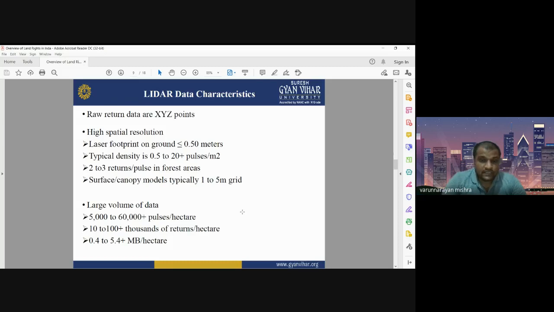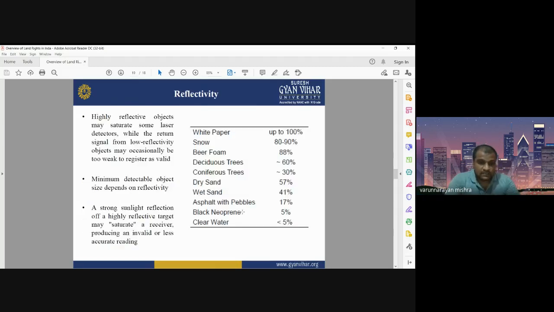Reflectivity is also important, as we know that the earth surface has different kinds of objects. Different objects may have different reflecting capacity and different reflectance behavior. So highly reflective objects may saturate some laser detectors, while the return signal from low reflectivity objects may occasionally be too weak to register as valid. If an object has high reflectivity, you will receive a high amount of energy. If the object doesn't have high reflectivity, it absorbs the energy, and then the lidar receiver gets less energy.